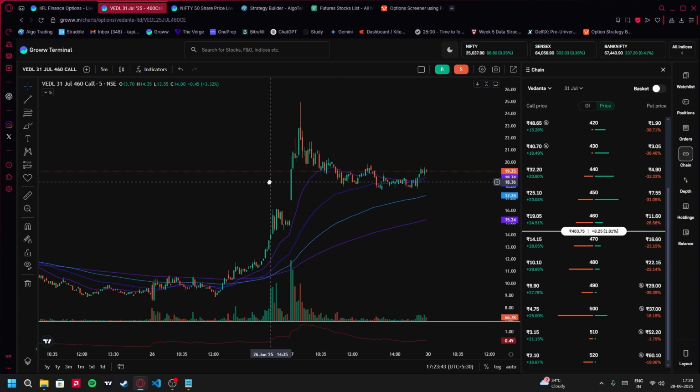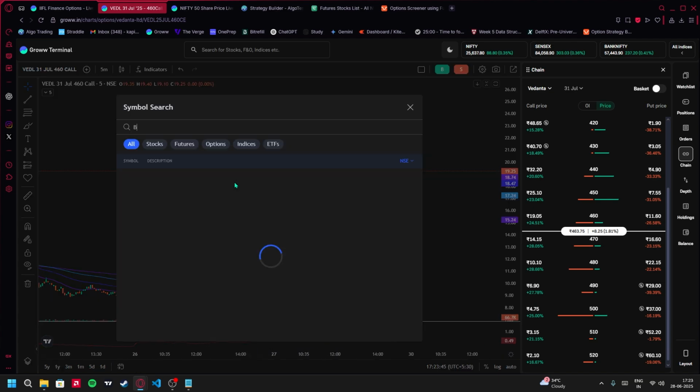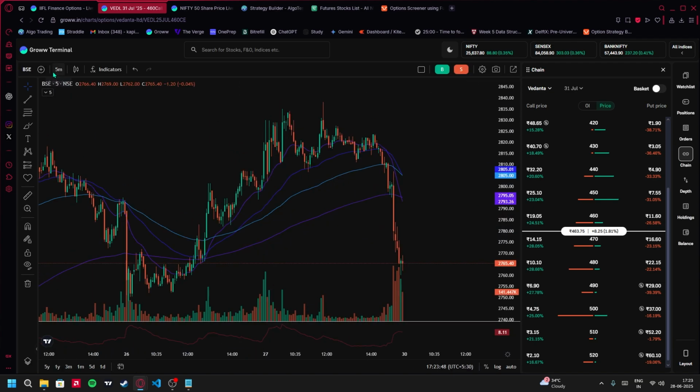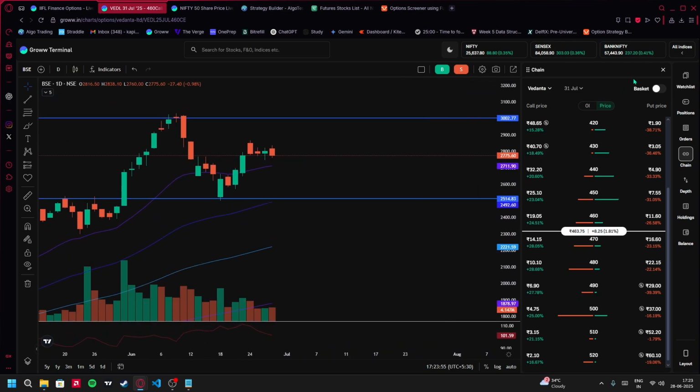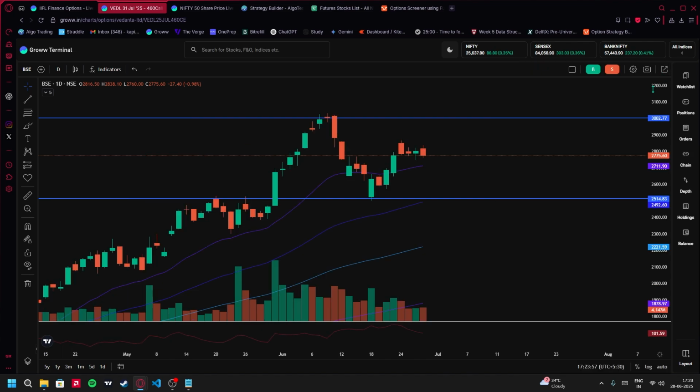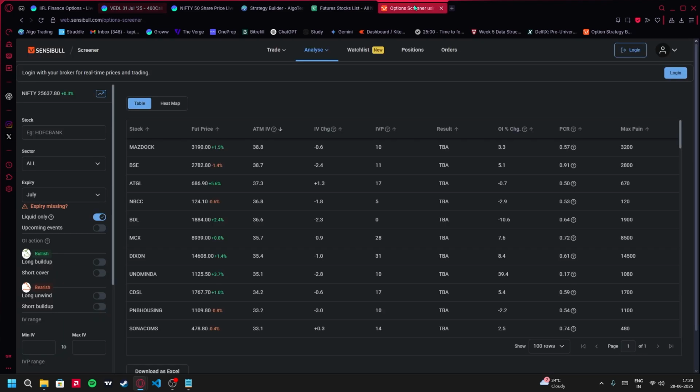Now I will take an example of a stock which I have in mind, which is BSE. If I go to the 1 day time frame, I have marked these two ranges for you: on the upside 3000 and on the downside 2500. Now if I check the IV of BSE, it's 38.7, which is good enough, average to overpriced. So it's good for option selling.